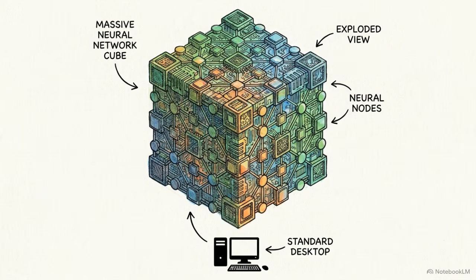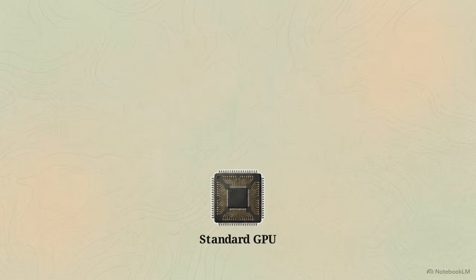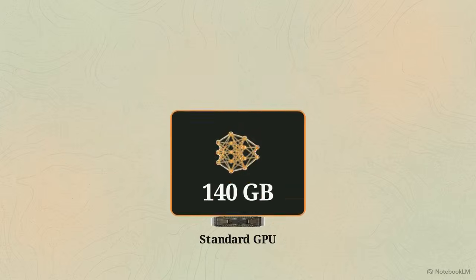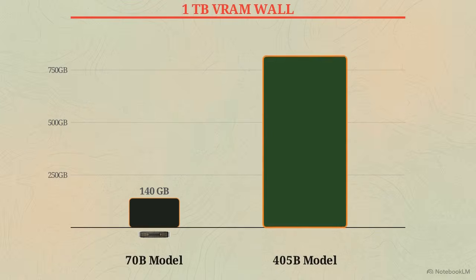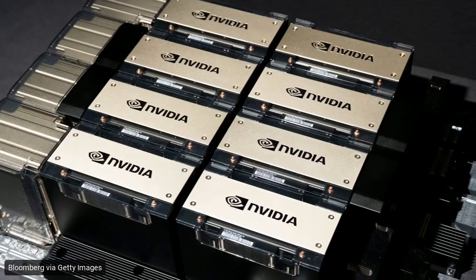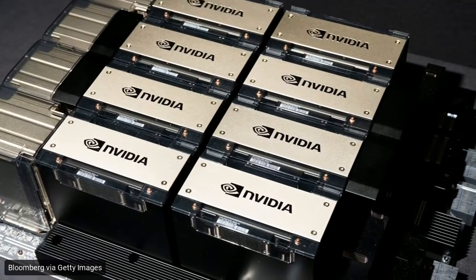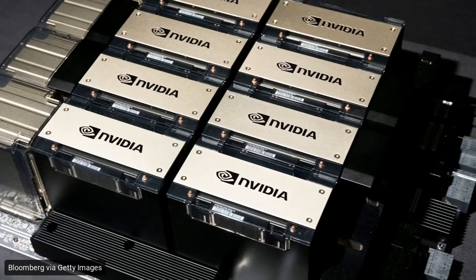State-of-the-art open-source large language models require an extraordinary memory footprint simply to exist. A 70 billion parameter model stored in 16-bit precision demands 140 gigabytes of video RAM. The massive 405 billion parameter variant pushes that requirement to nearly a terabyte of capacity. To accommodate these footprints, enterprise environments rely on highly complex multi-GPU clusters.